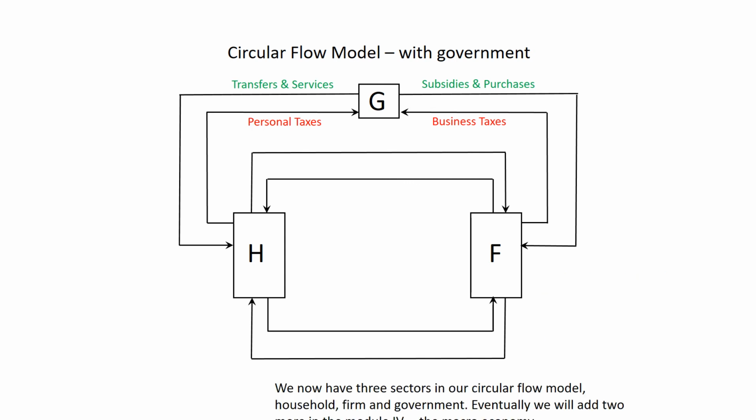So now we have three sectors in our circular flow model: the household, the firm, and the government. Eventually, we will add two more when we get to Module 4, the macroeconomy.